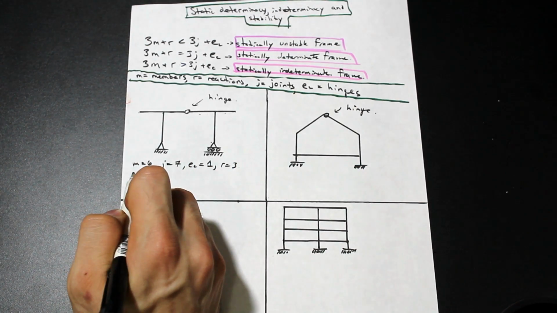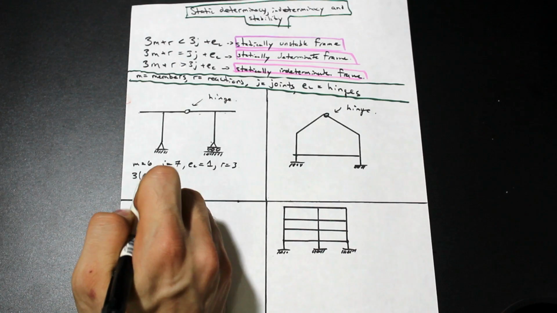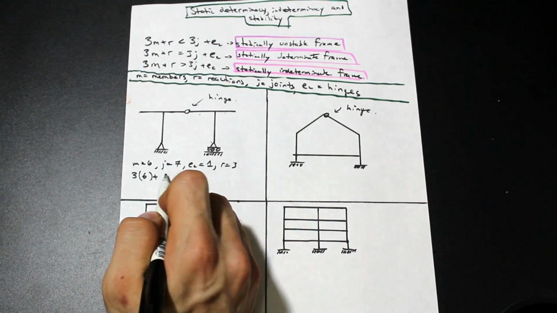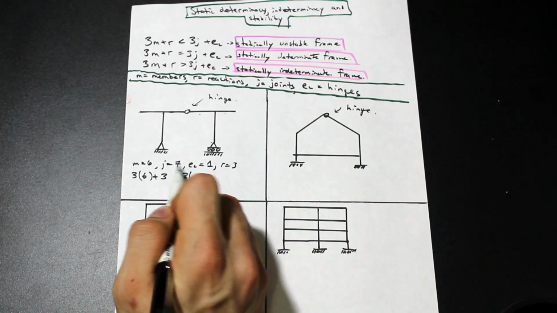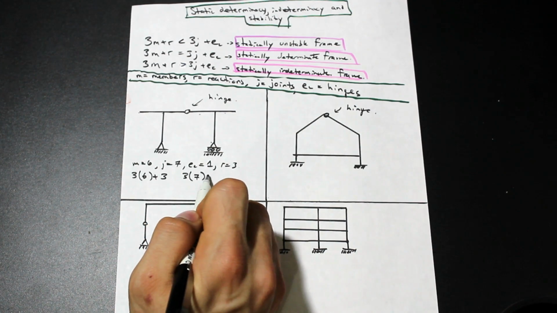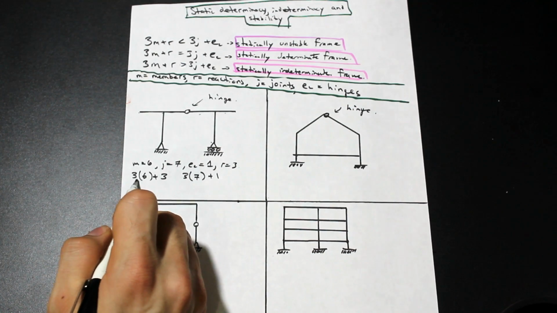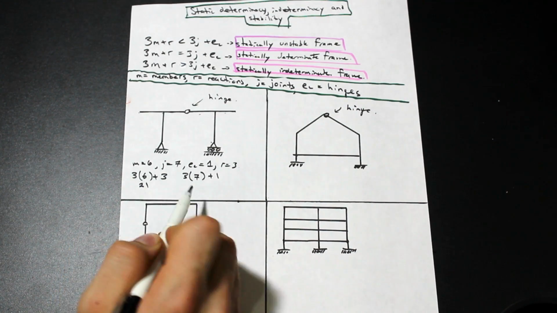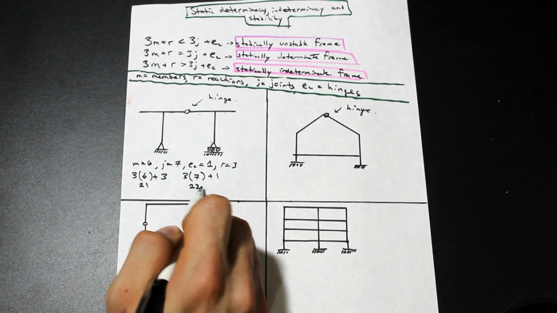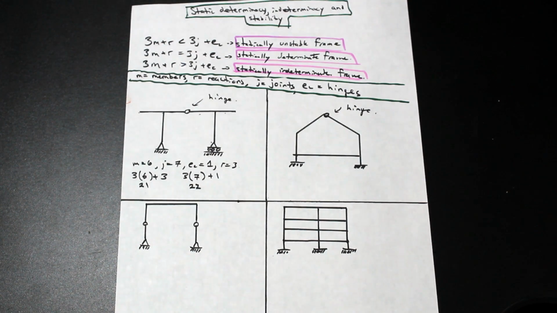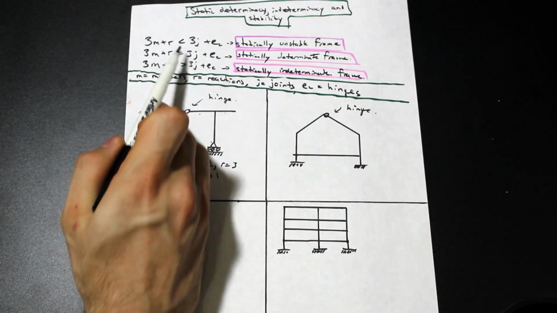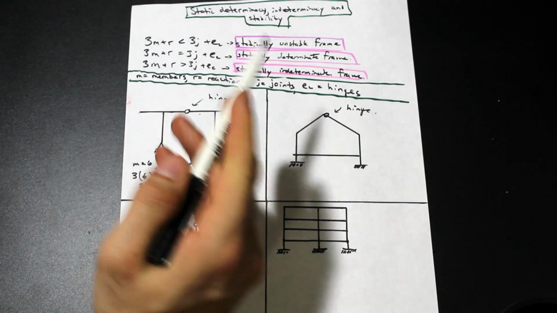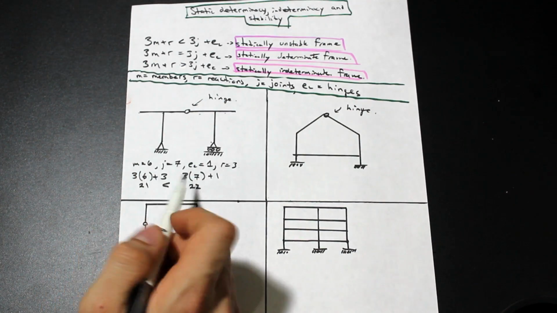Now, let's just fill out the equation. We'll fill out both sides. So we have 3M, M is 6, okay, plus R is 3. Let's do the right side of the equation. We have 3J, J is 7, okay, and E sub C is 1. So what do we have here? 18, 19, 20, 21 on the left, and we have 22 on the right. Okay, so what does this mean for our solution? Since we have 21 on the left and 22 on the right, that means the left is less than the right. And if we check our equations here, we'll find that we have a statically unstable frame. Okay, so there you go.